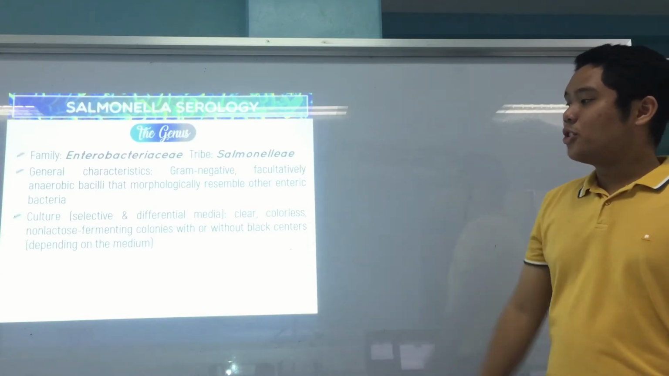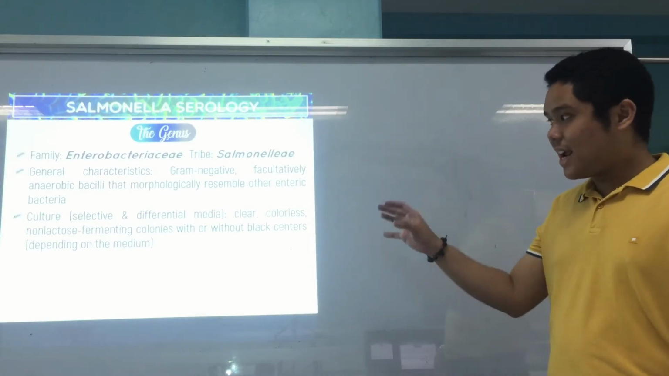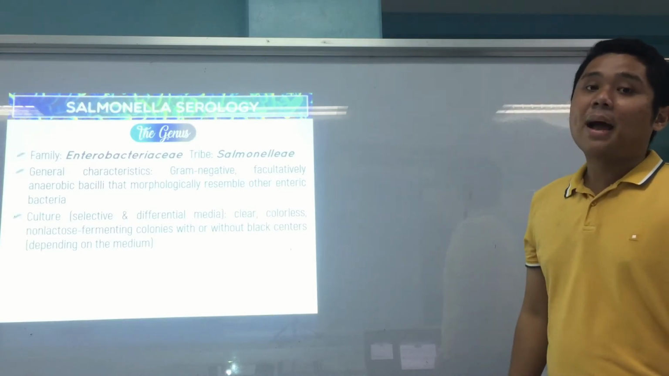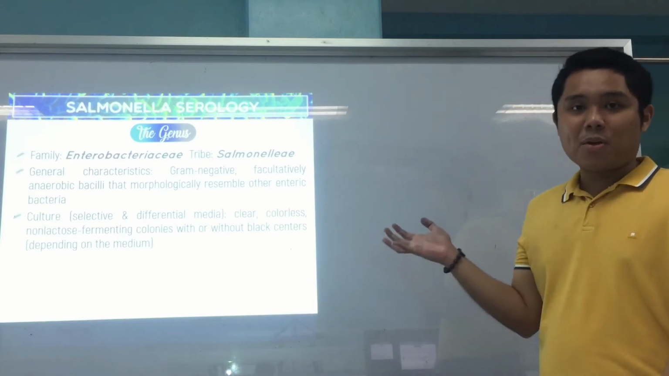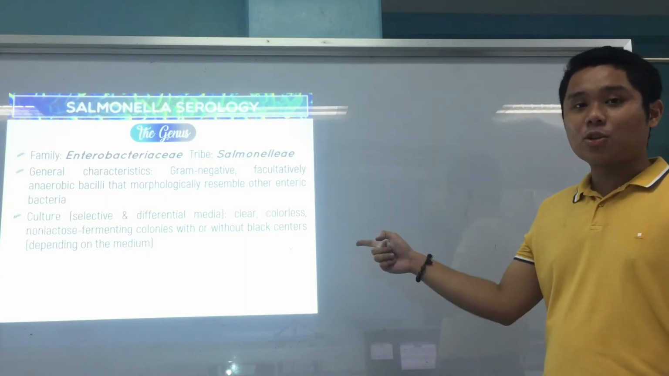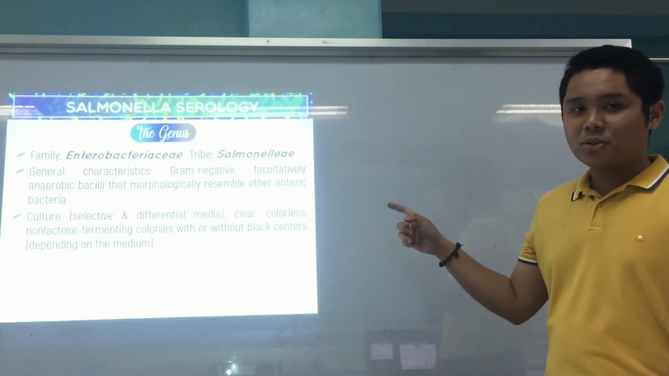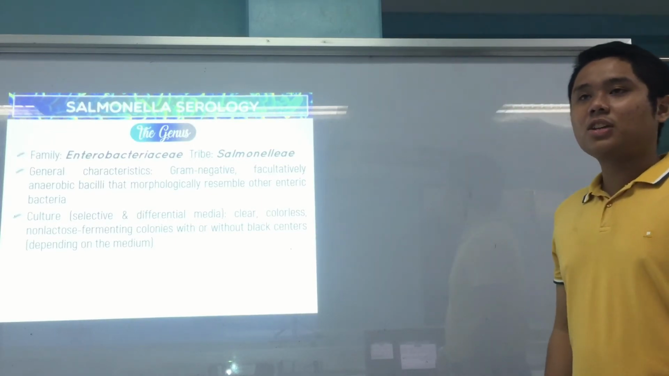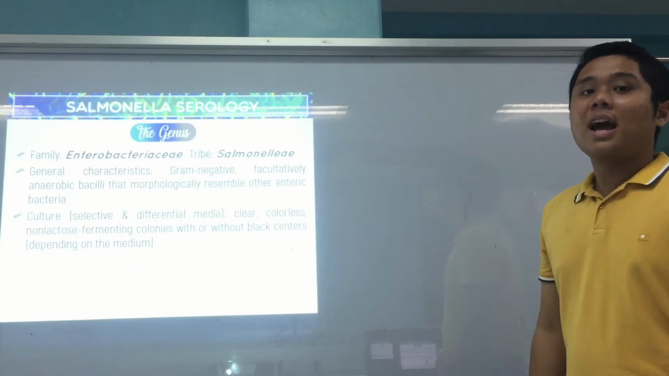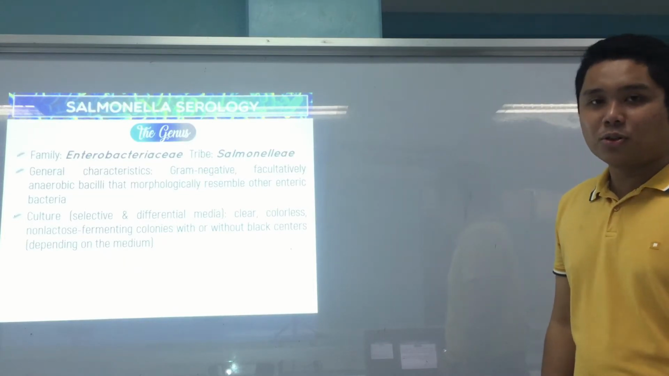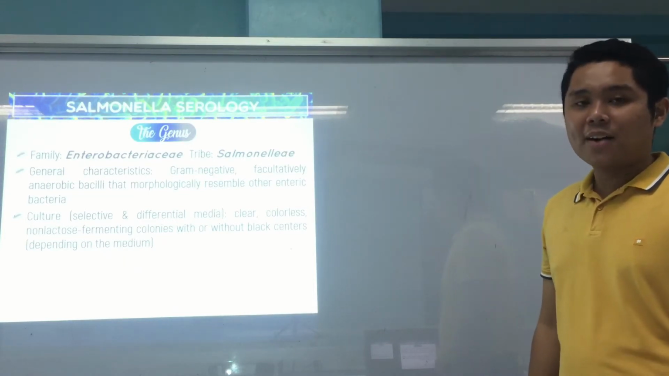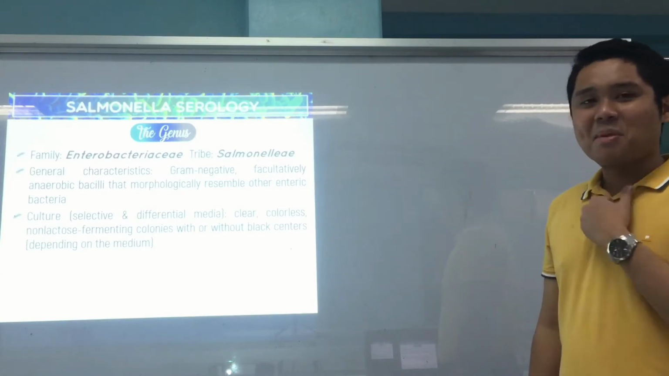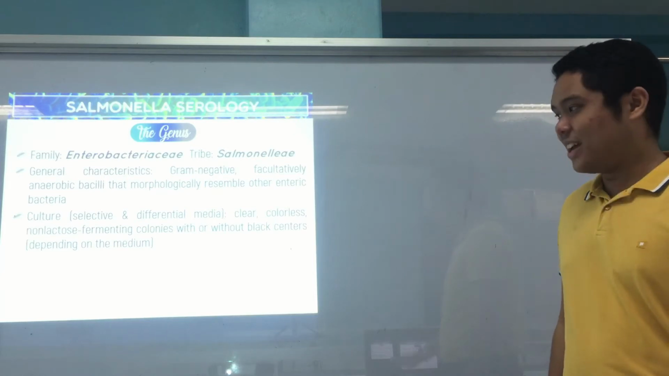For culture, the growth is clear, colorless, non-lactose fermenting colonies with or without black centers, which would depend on the medium. Because Salmonella is a non-lactose fermenter, of course it's colorless, and usually they produce H2S. They are H2S producers, that's why they could have black centers, depending again on the medium. I hope you still remember this.